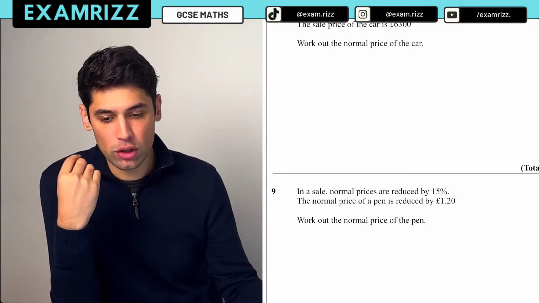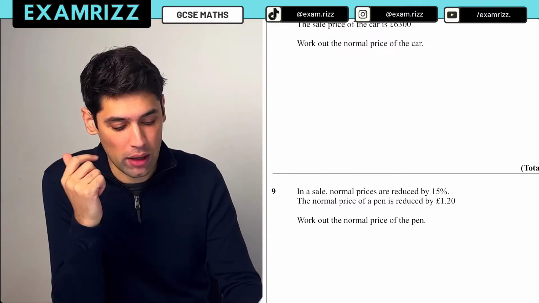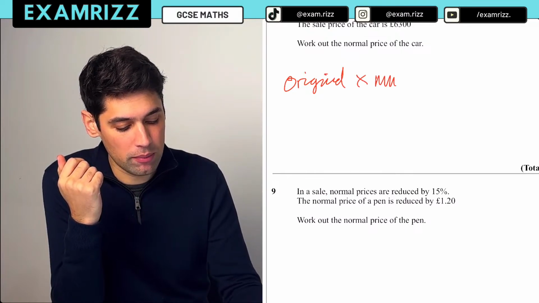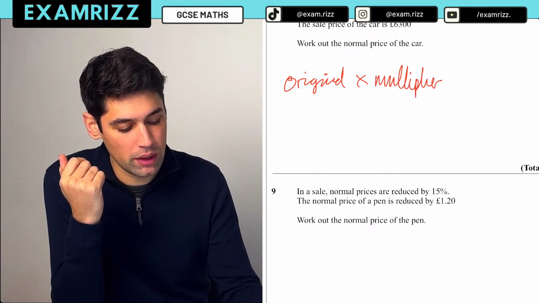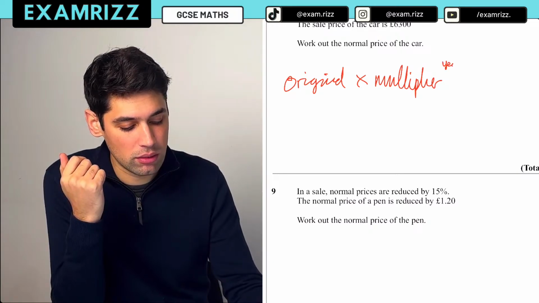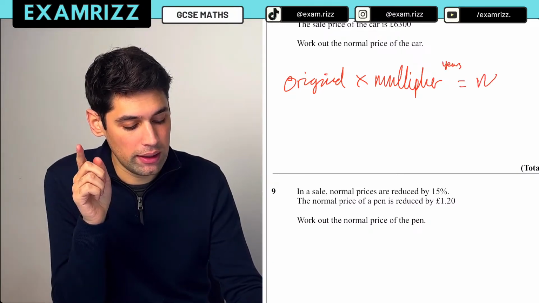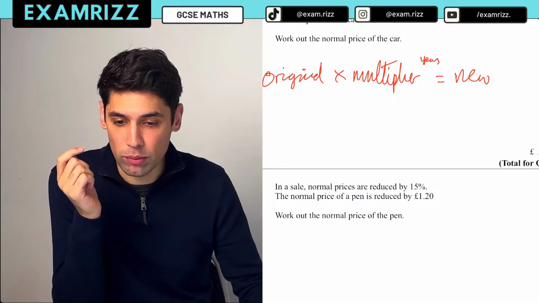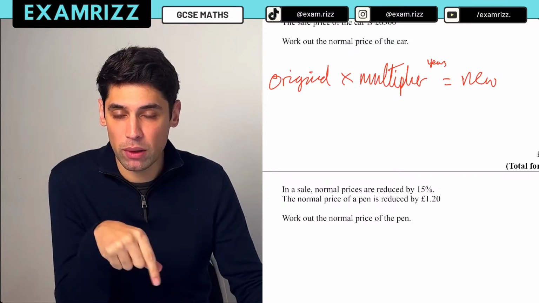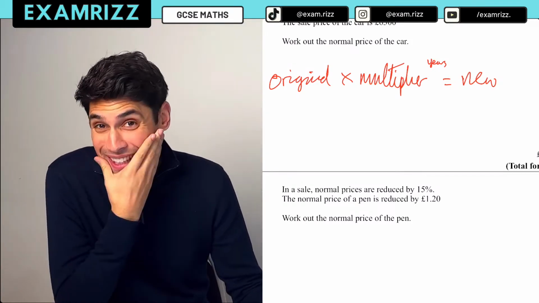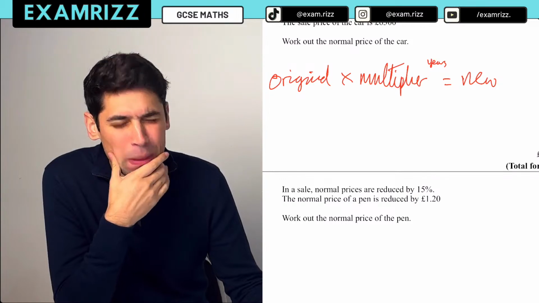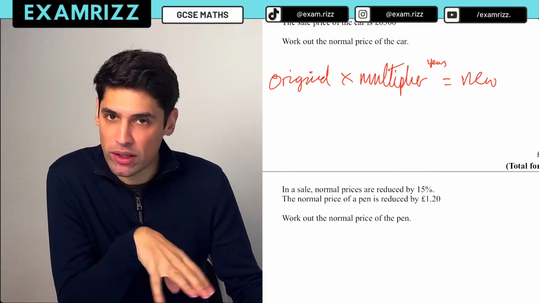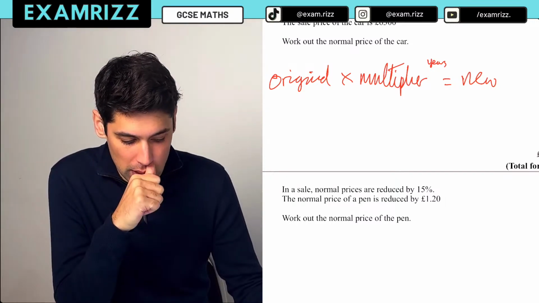Okay? So for those who haven't got it written down, I'm actually going to write it out for you now. Original times multiplier, and then to the power of years, if required, equals new. So just make a note of that formula if you haven't already done it. Original times multiplier to the power of years equals new. Years isn't always going to be relevant. Years is relevant mainly when it comes down to interest in a bank account. But in these type of questions, it's not really a big deal, but it's good to have anyway.